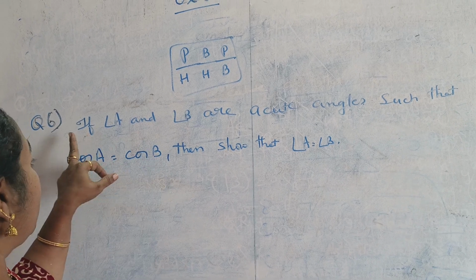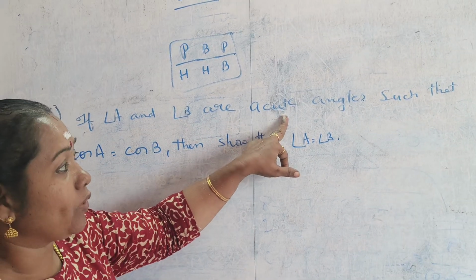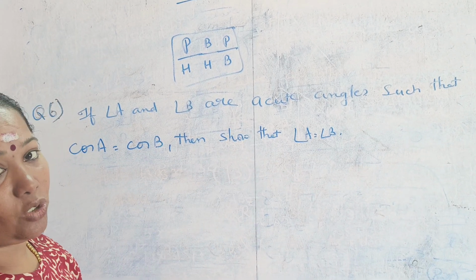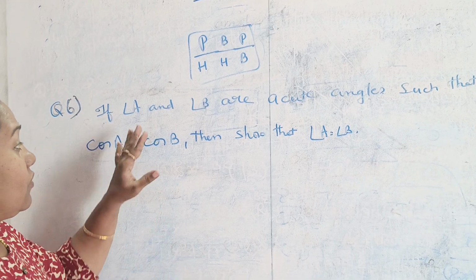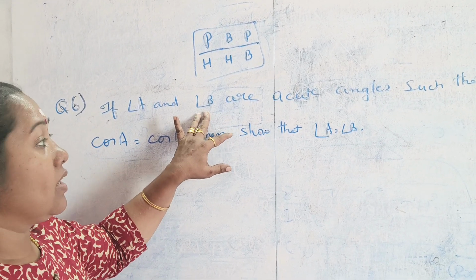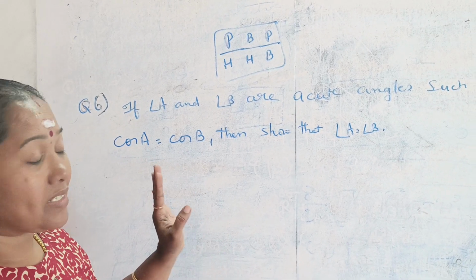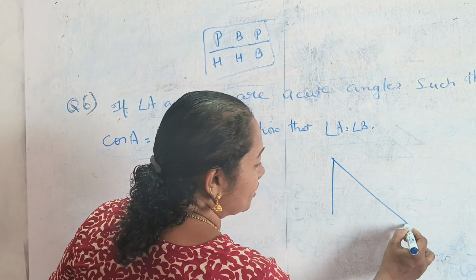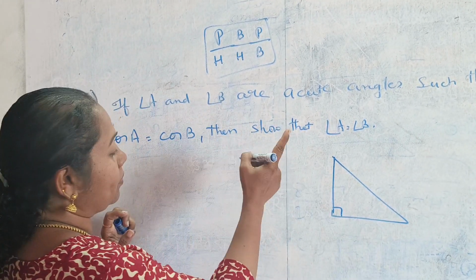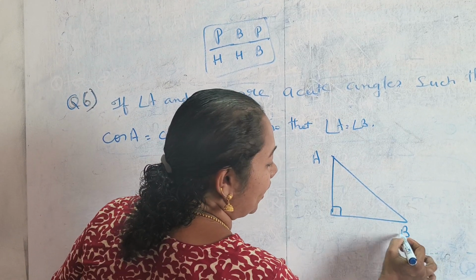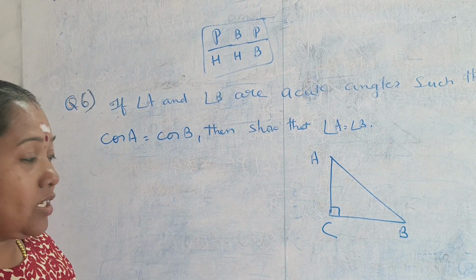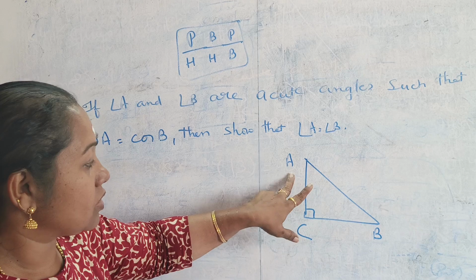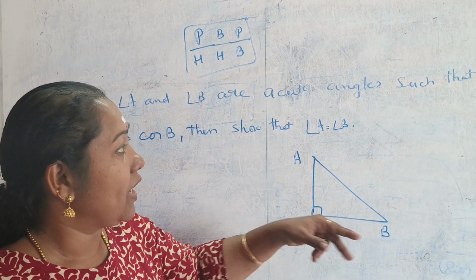Now next question is, if angle A and angle B are the acute angles such that cos A is equal to cos B, then show that angle A is equal to angle B. It is given that angle A and angle B are acute angles, that is less than 90 degrees. Less than 90 degrees means they are not the right angles. So if we make a triangle like this, the right angle is not A or B. So we can put A and B to this side and put the third letter as C, where the right angle is. Because A and B are the acute angles, less than 90 degrees.